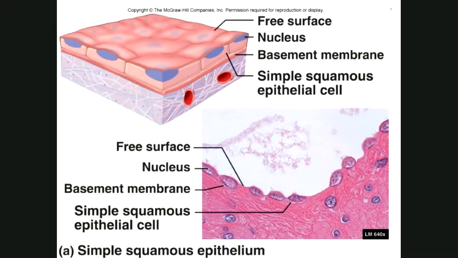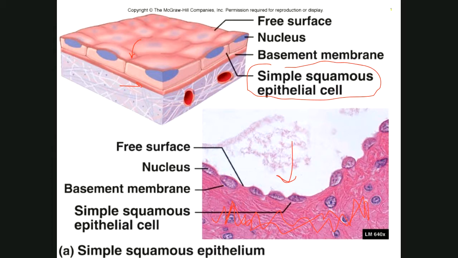So here's a picture again. There's our basement membrane. Here's our apical surface. One row, flat cells, so it's simple squamous epithelium. And look, if we look at this photograph, it's not this down here. It's not that. It's just this right here. Remember, it's on the surface.